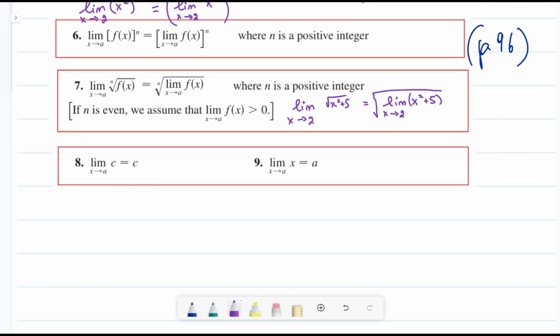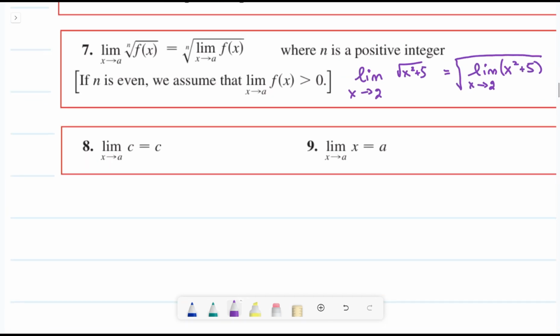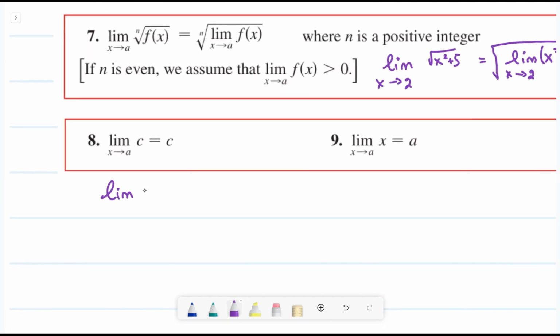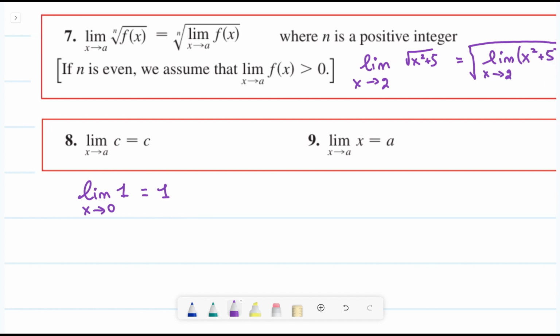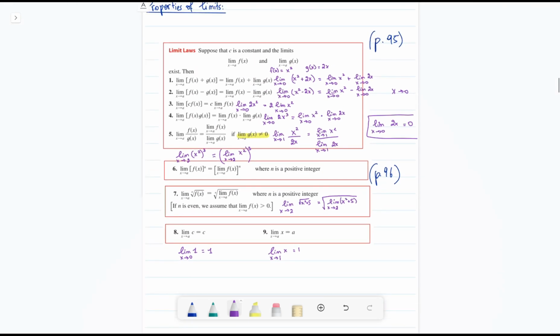Finally, the limit of a constant as x approaches a is the constant itself. So the limit of 1 as x approaches 0, we do not have any x in the expression, so the limit is equal to 1. Now the limit of x as x approaches a is equal to a, so the limit of x as x approaches 1 is equal to 1. So these are some important limit laws which we will be using later on to solve limits.